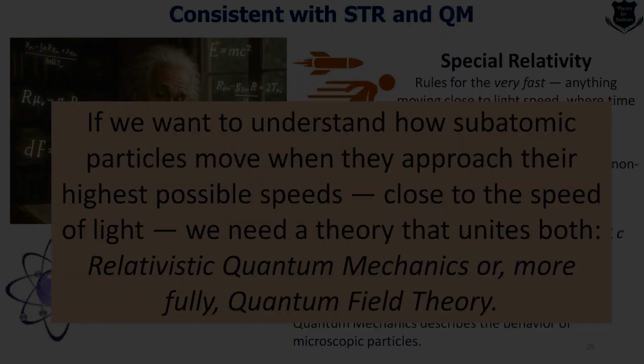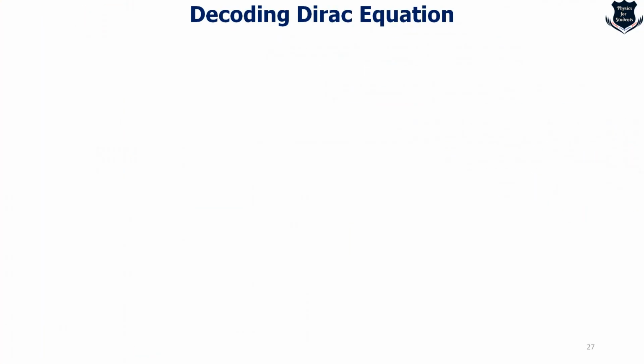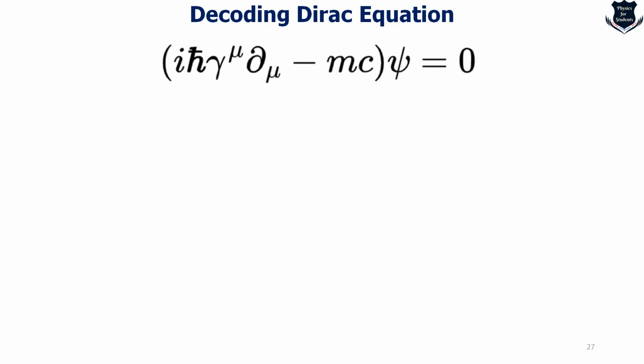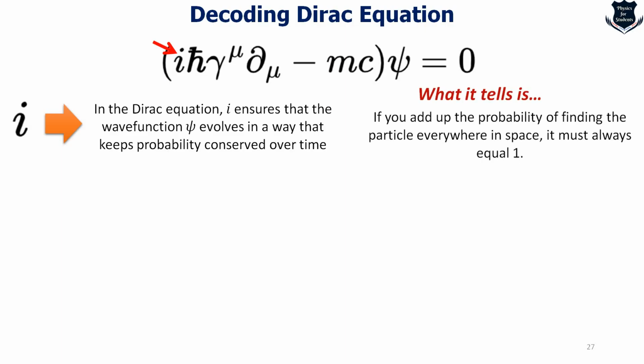And now we have come to the final part of our video, where we will decode the Dirac equation. We will find out in a very easy way what the components of this Dirac equation are all about. First we see there is an i, and we all know what i is. In the Dirac equation, i ensures that the wave function evolves in a way that keeps probability conserved. And when I say probability conserved, what do I mean? If we add up the probabilities, the total must always be equal to 1.